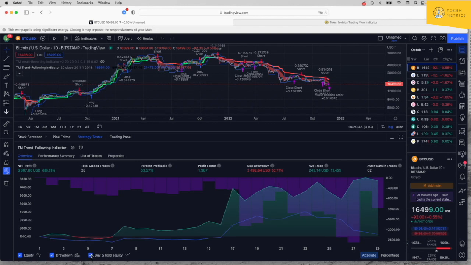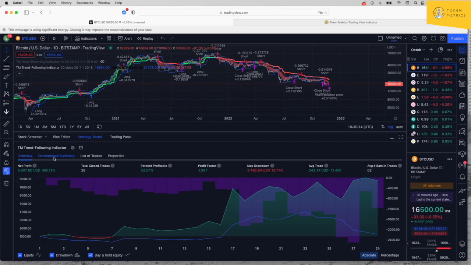Now, another very important thing here is that you can click here to see what is the performance of buying and holding this asset in the same time period as this strategy. In blue here, you see the performance of buy and hold. And in green, you see the performance of our strategy. So here you can clearly see that our strategy on Bitcoin, at least, is outperforming holding a lot.